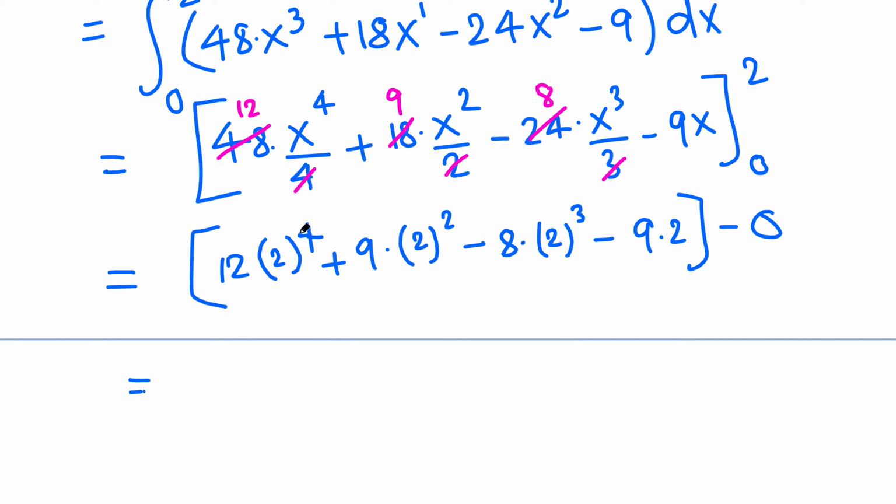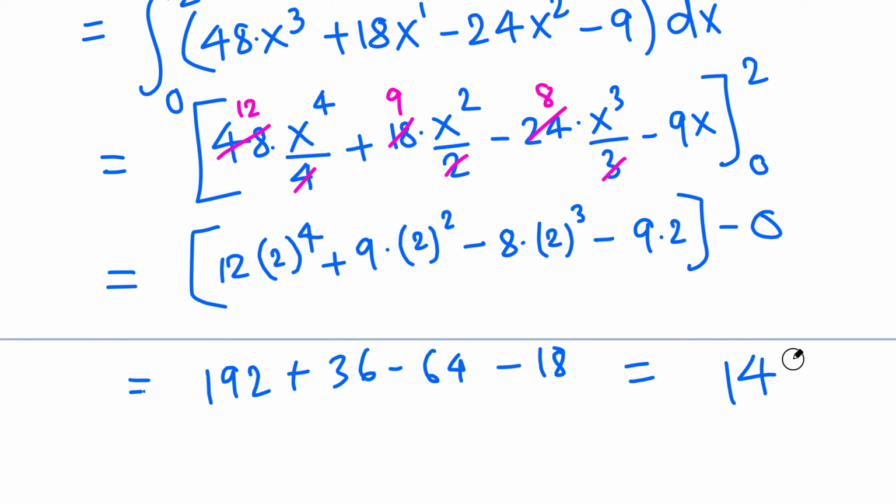12 times 2 raised to 4, okay, that's 192. 36, 864 minus 18, and that gives us 146 as the final answer.